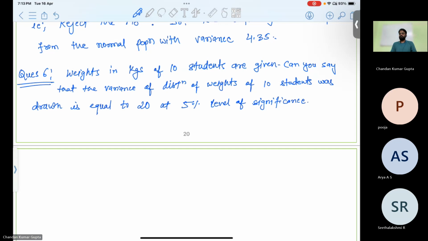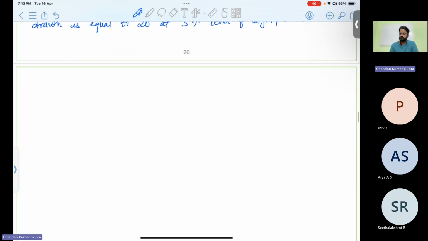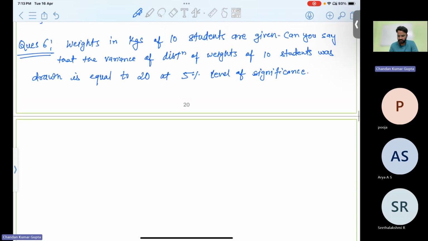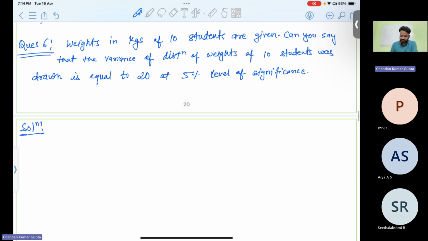Okay, so again we need to check the variance, to test the variance. Also the mean is not given here. So when the mean is not there, what is given here? Let me write a table first.